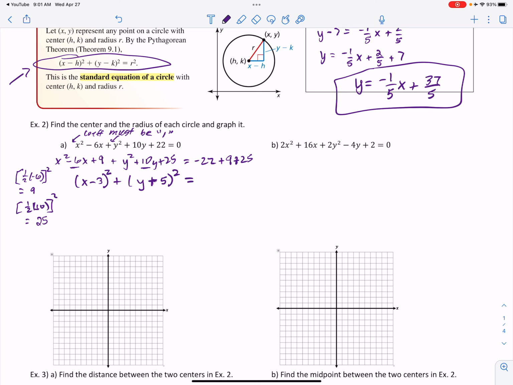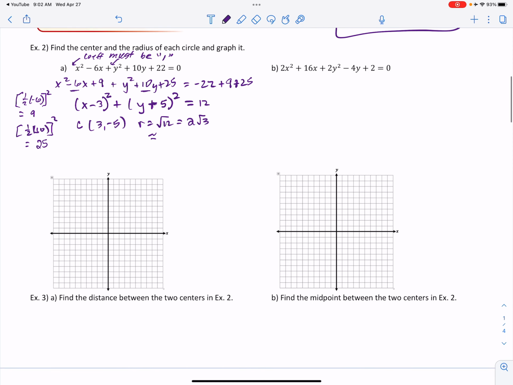And then on the right-hand side, we get 12. So the center of this is (3, -5). And the radius is the square root of 12, which is 2 root 3. And for graphing purposes, you're going to need to approximate the value of the radius. And if you don't have a calculator, you just guesstimate, but you should have some reasoning behind it.